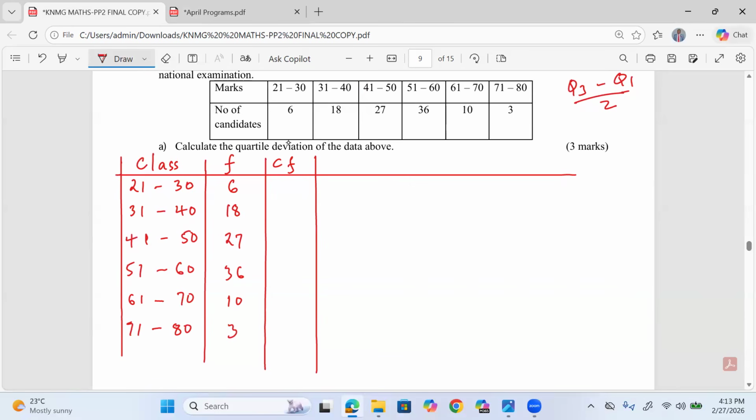So cumulative frequency now shall be given by the first frequency, which is 6. Then in the next class, cumulative frequency shall be 6 plus 18, which is 24. Then 24 plus 27, we get 51. And 51 plus 36, we get 87. Then 97 after adding 10, and finally 100. So those are the cumulative frequencies.